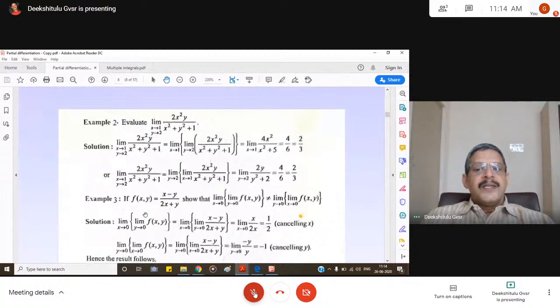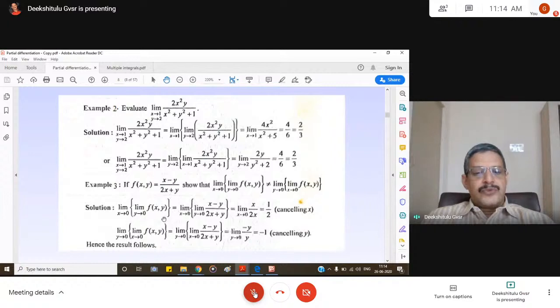That's how we get. Now, f of xy is equal to x minus y by 2xy. So, limit x goes to 0, y goes to 0. What happens here? As first limit y goes to 0, f of xy, this is what we get. If you put y is equal to 0, x by 2x. X gets cancelled, limit x goes to 0, this is cancelling x, by 1 by 2.